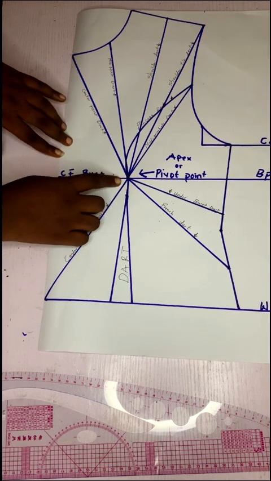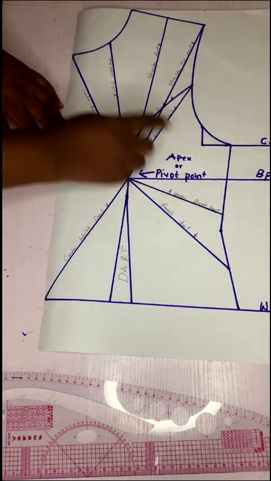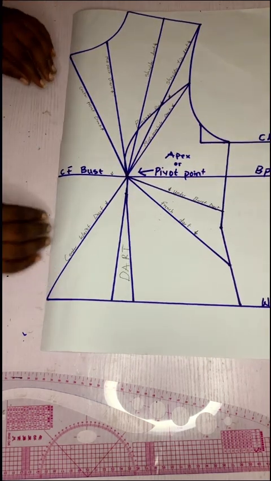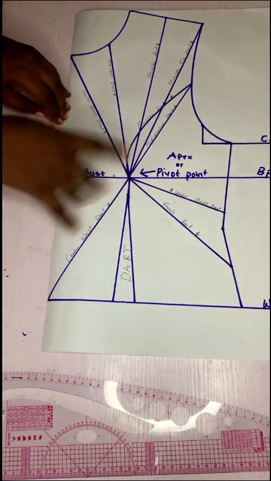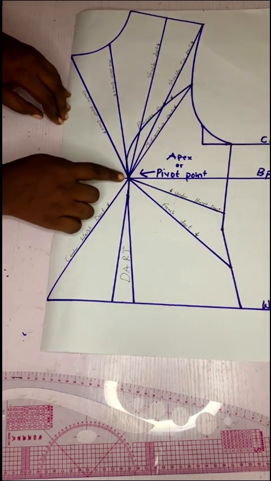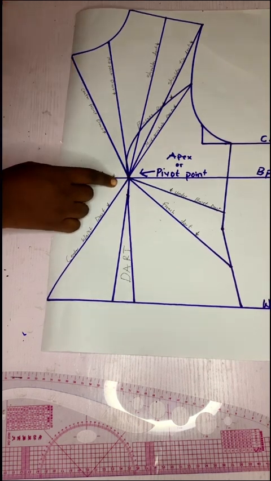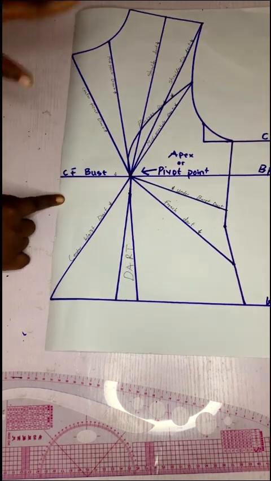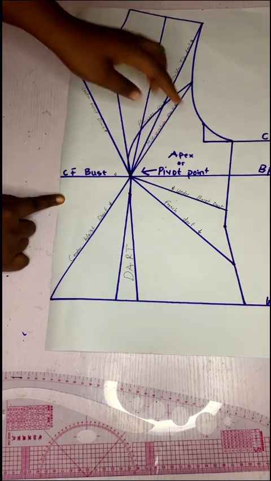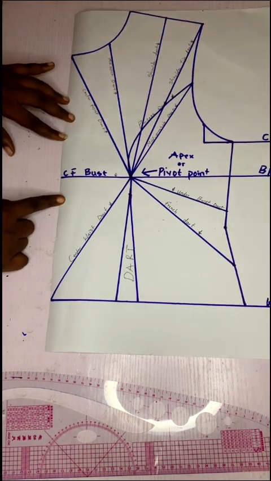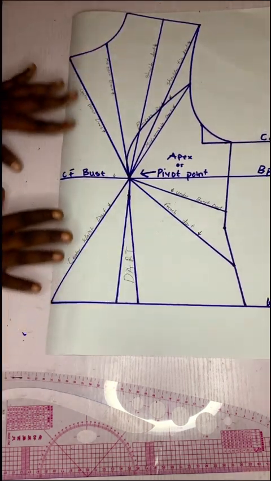From this pivot point, you can move your dart anywhere on your fabric. You can move it wherever you like, okay? Wherever you want to stitch it down, wherever you want to do it, whatever you're designing, you can move it from this apex point that you see. So this point is a very important point. That is the point that you get when you divide nipple to nipple on your bust point.